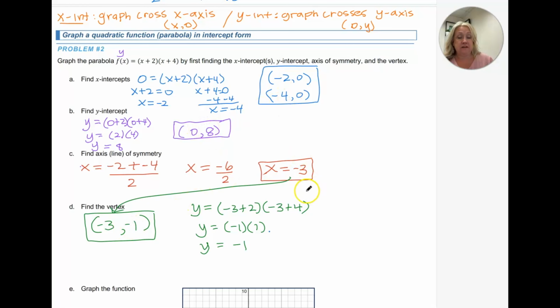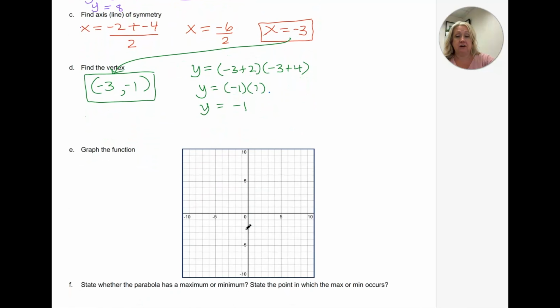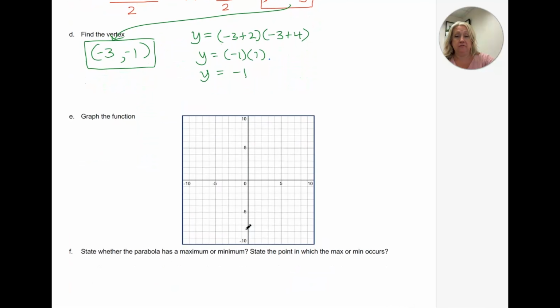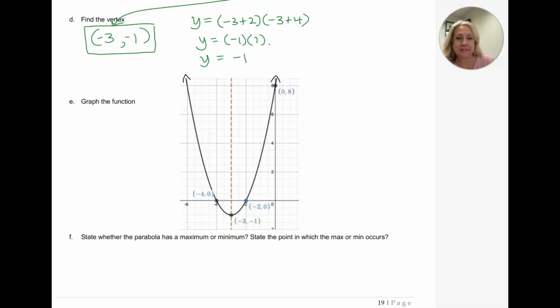So I have some points here, I have the axis of symmetry, and we want to go ahead and graph that on the grid that we have here. All right, and here is what the graph looks like. We've got our x-intercepts graphed there in blue, our y-intercept in purple, and our vertex in green. And then remember this axis of symmetry, and we want to make sure that we always label what that is. That is the line x equals negative 3.